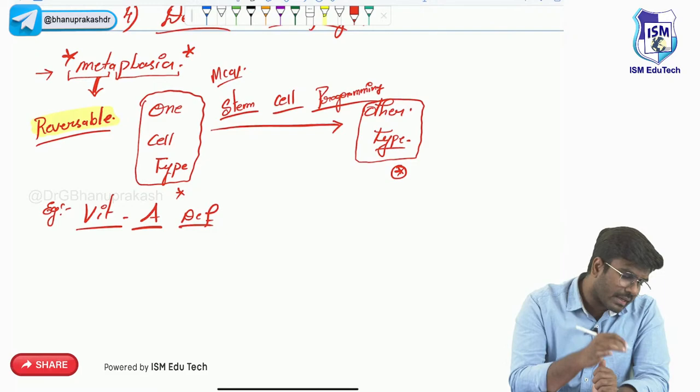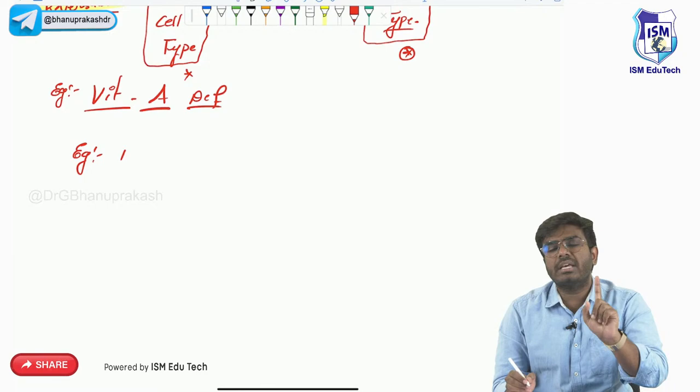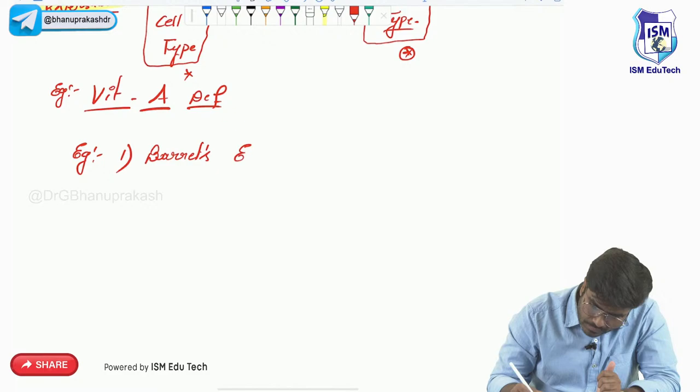Next important MCQs: what I want you to know is the examples of metaplasia. There are three important examples which I want you to know. At least, can you tell me one example? Guys, can you tell me one example of metaplasia? It is Barrett's esophagus. Barrett's esophagus, what exactly is happening?